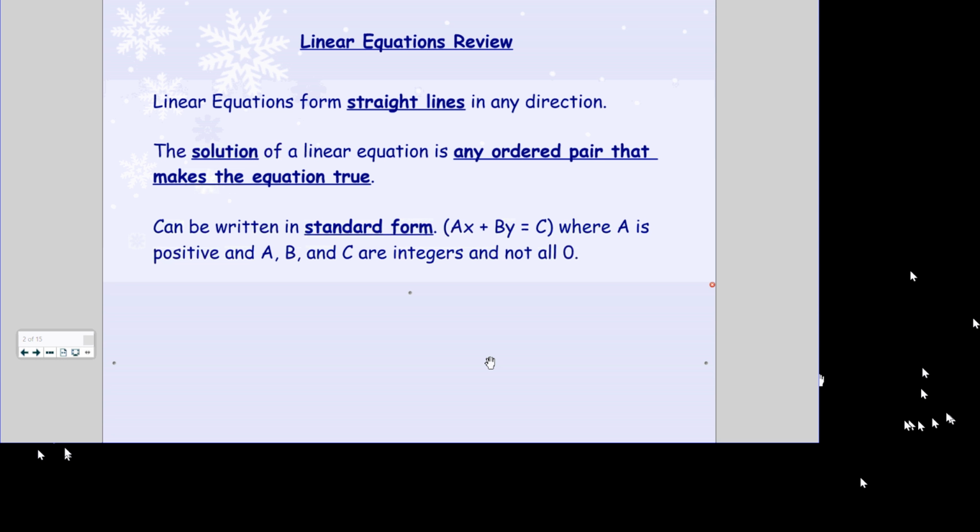So we use standard form. Anytime we have an equation at all, we can transform it to standard form. And if we can, I should say, then we can confirm that the equation represents the equation of a line.